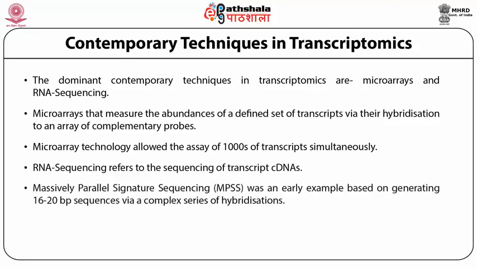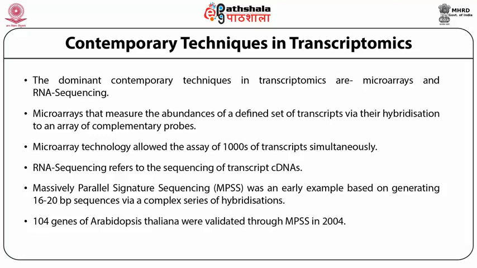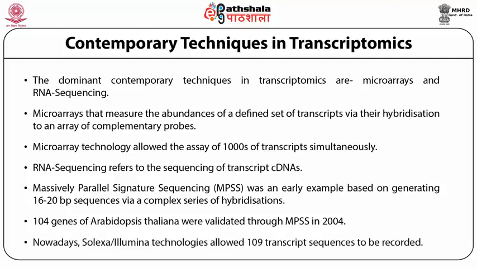Massively parallel signature sequencing was an early example based on generating 16 to 20 base pair sequences via a complex series of hybridizations. 104 genes of Arabidopsis thaliana were validated through massively parallel signature sequencing in the year 2004. Nowadays, Solexa and Illumina technologies allow 10 to the power 9 transcript sequences to be recorded.